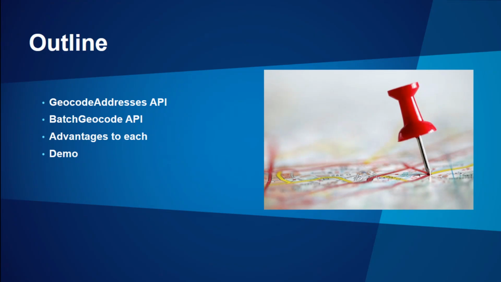Awesome. Thanks, Bruce. Can everyone hear me okay? Yeah? Cool. So, as Bruce said, I'm Victor. I'm a developer on the geocoding team. And today I'll talk to you guys specifically about the APIs that you can use for batch geocoding. So specifically, the Geocode Addresses API, the BatchGeocode API, some technical details of each, and advantages of each one. And then I will show some demos of some applications that are using each of these APIs in action.